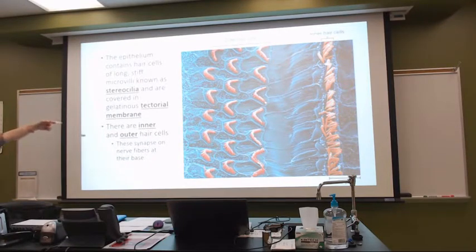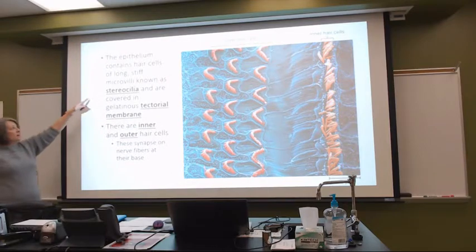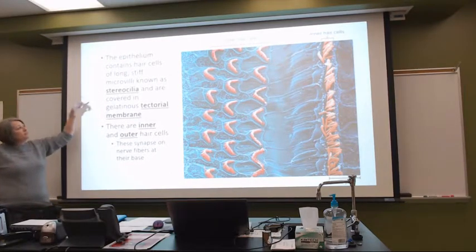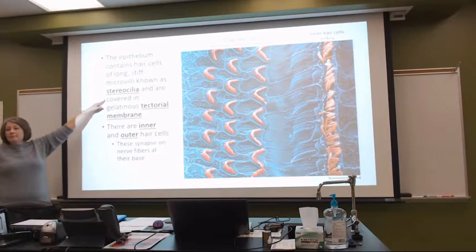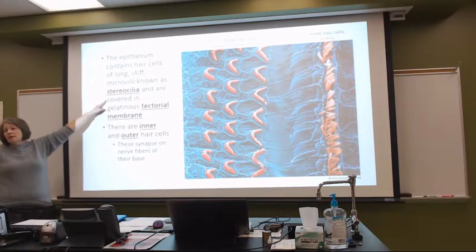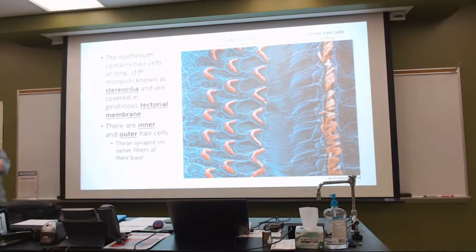One of them high-powered microscope pictures of the cochlea. So what we get is outer hair cells, okay? We get inner hair cells. The inner hair cells are the ones that synapse. The outer hair cells are very stiff microvilli, but because we're talking about sound, we call them stereocilia.